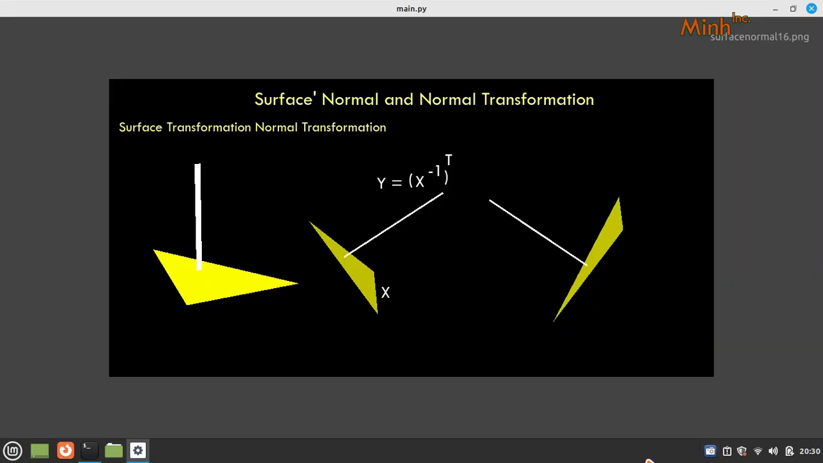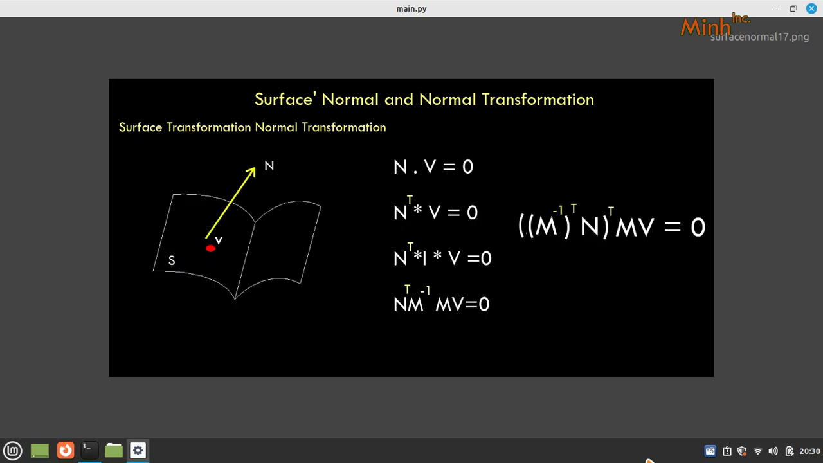Okay, so we'll proceed on the surface normal and normal transformation. We have seen that the surface and normal are two different things. Any vertex on a surface is a vertex, whereas normal is a direction, so normal is a vector.